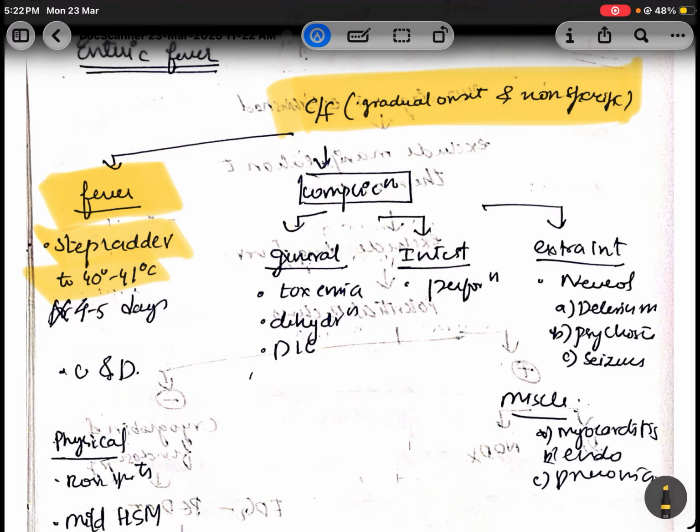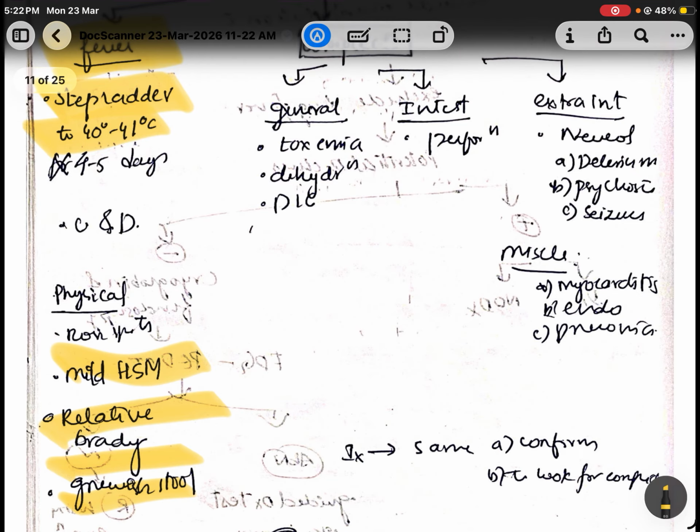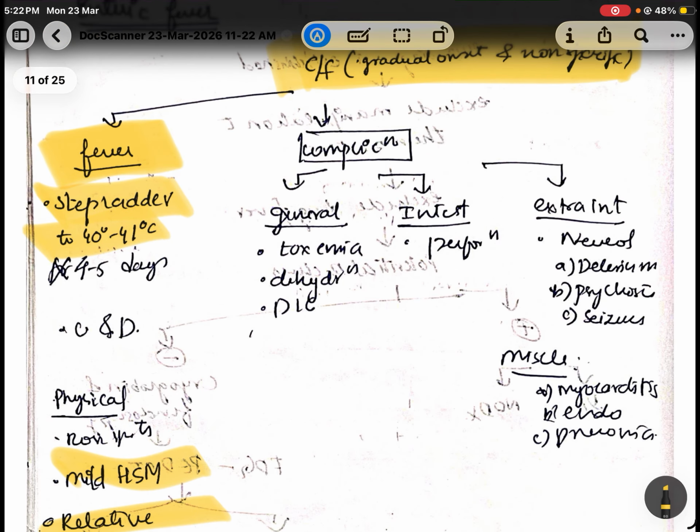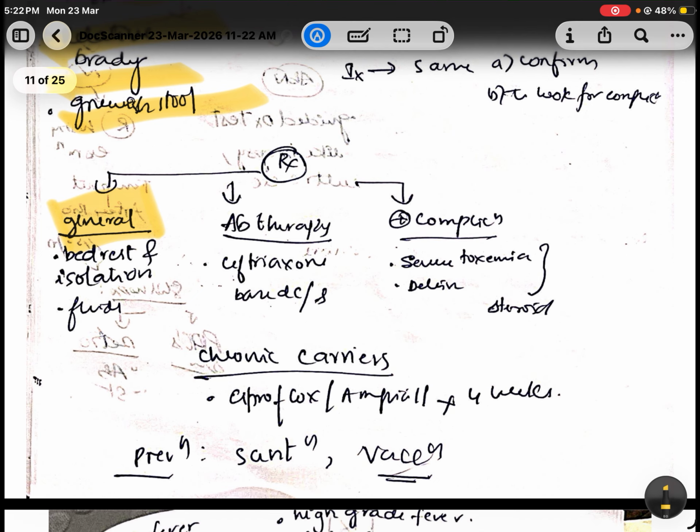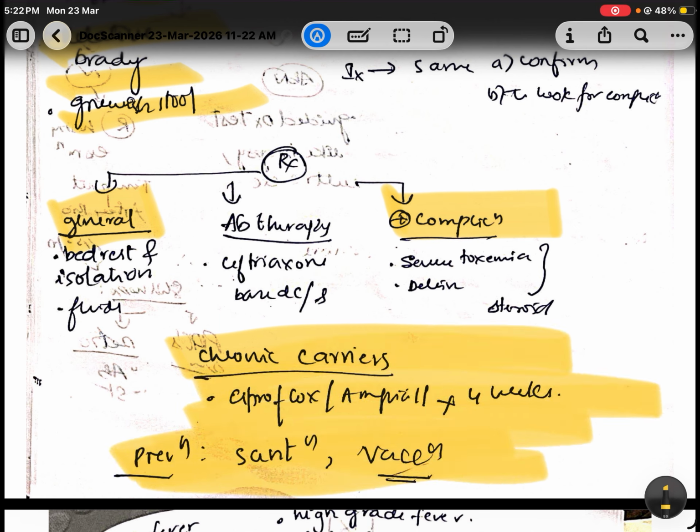Again, three important things. How do you write clinical features? General and systemic, and again you can write clinical signs, which I have mentioned here. Okay, and complications. Complications can be general, intestinal, and extra-intestinal. So place it accordingly. Again, treatment: you have to talk about general, IV fluids, antibiotics, and also complications. And also an important thing is you have to talk about carriers and how you prevent it. All these things are important because it's a 10 marker, so prevention is the major role which you need to talk about in every disease.